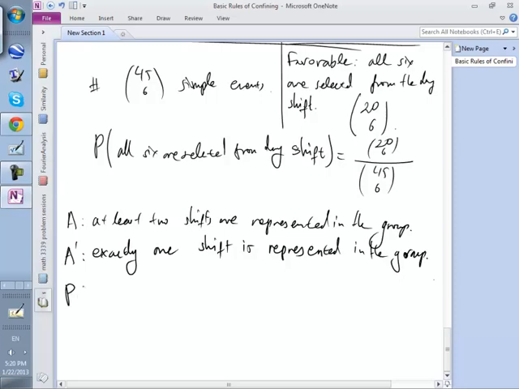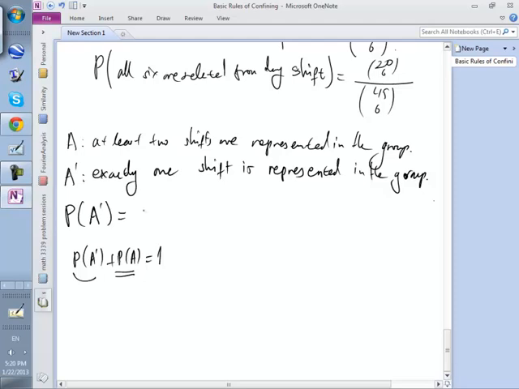So it's easier to calculate the probability of A prime, because if we calculate the probability of A prime, what do we know? We know that the probability of A prime plus the probability of A is equal to what? It's equal to 1. So if you calculate this probability, then you can calculate this probability. All right, so let's go for the probability of A prime. We want to calculate the probability of A prime. How do we do that?